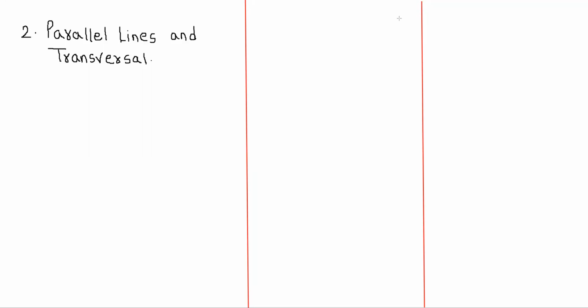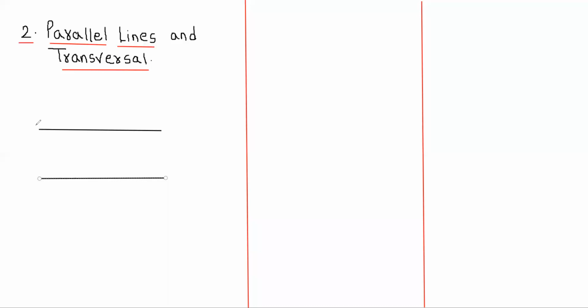Now we are going to start Standard 8, Chapter number 2, Parallel Lines and its Transversal. Let us understand what parallel lines are. Parallel lines are those lines, students, which do not intersect at any point. Even though we extend these lines to any point, they will never intersect. Such two lines are called parallel lines.